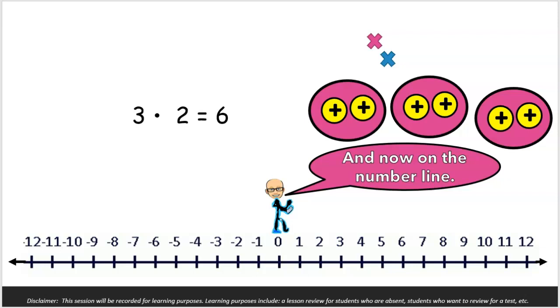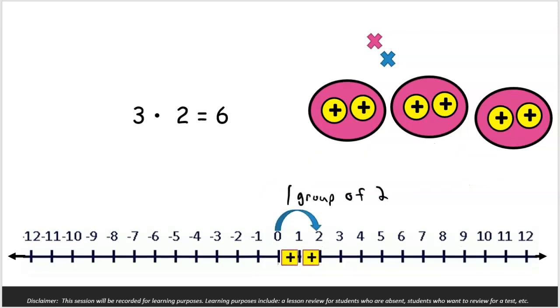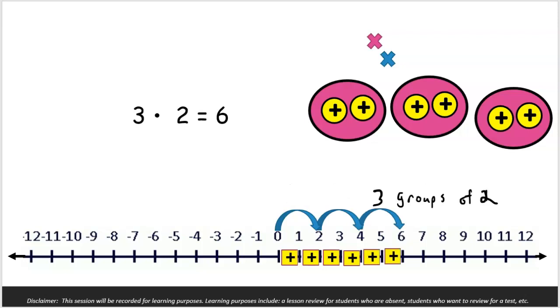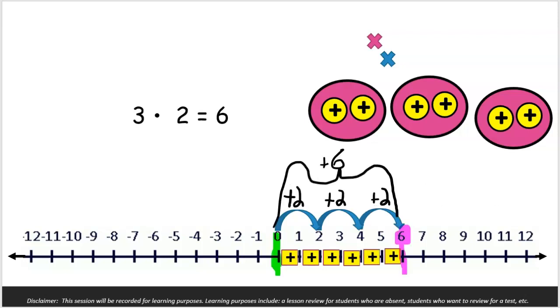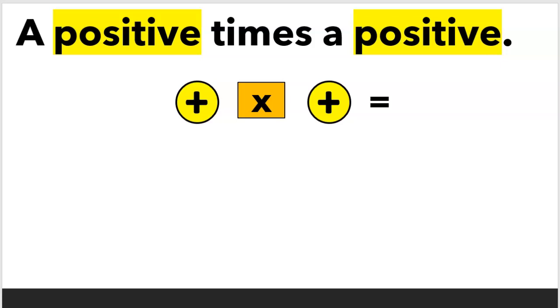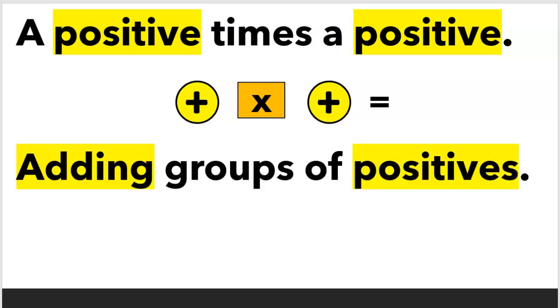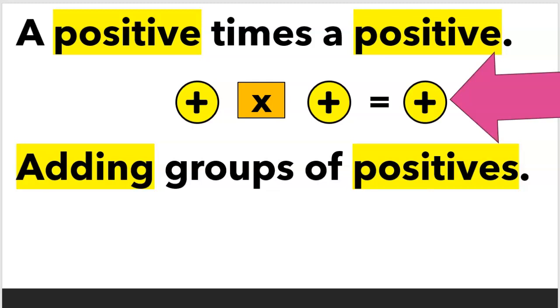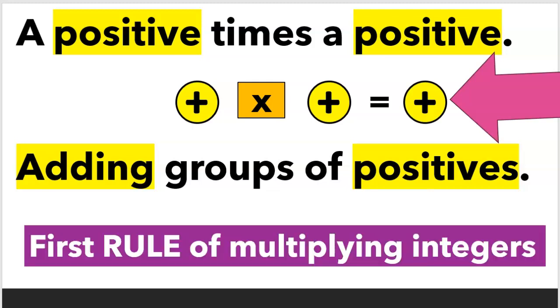Move on. And now on to the number line. Let's see what that looks like. A group of 2 plus another group of 2 positives plus another group of 2 positives. Of course, you can do it on the number line as well. Here we're reviewing that a positive times a positive is really adding groups of positives, which is a positive always, right? So the first rule of multiplying integers, you already kind of know that.